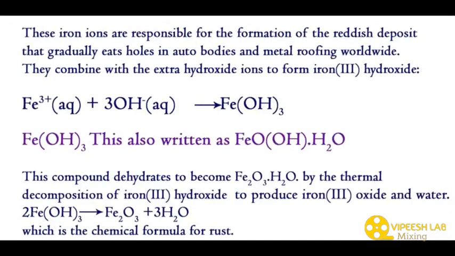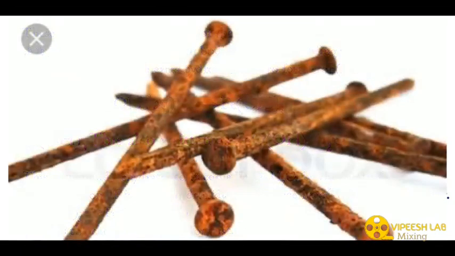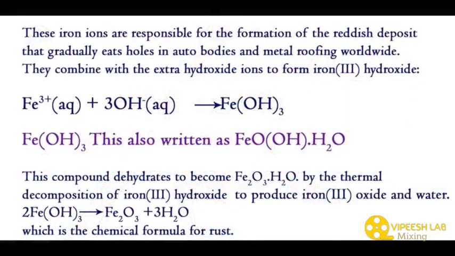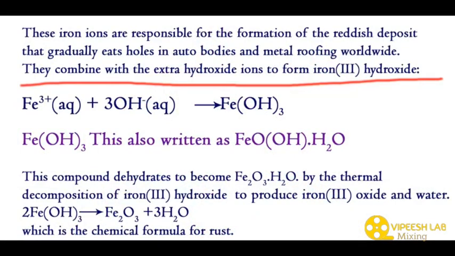And now we could see how the iron 3 formed. Now these iron ions are responsible for the formation of the reddish deposit that gradually eats holes into auto bodies and metal roofing globally. You might be seeing that as common. They combine with the extra hydroxide ions to form iron 3 hydroxide.